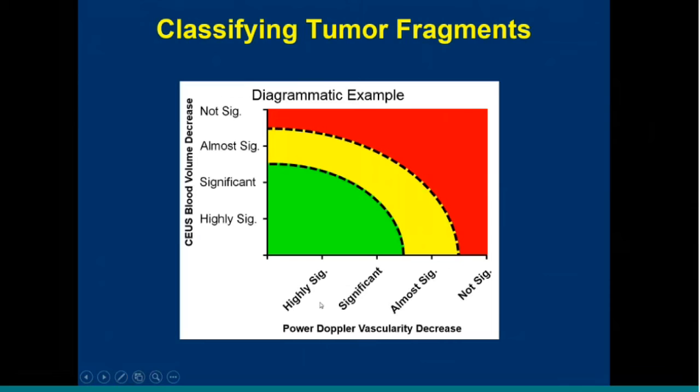then we classify this tumor fragment as being sensitive to sunitinib. And just as a side note, this is specifically for a decrease in vascularity in response to sunitinib. So if there was an increase in vascularity for whatever reason, that's in the non-significant end of things.